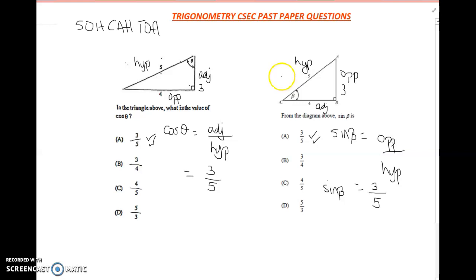So don't ignore that formula sheet at the front, right? Use it, right? Because for some questions you already use it, so just keep that in mind. Remember, we only label these sides for right angle triangles only. No other kind of triangle. Right angle triangles only, right?